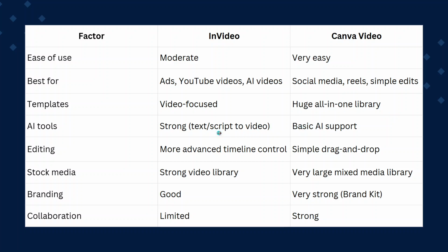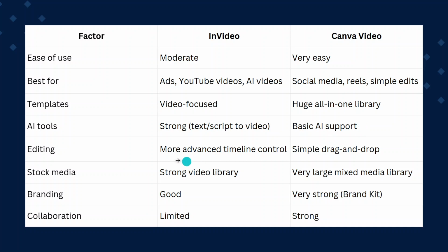Now let's talk about AI tools. InVideo offers stronger video-focused AI features like script-to-video and built-in voiceovers. This can save you a lot of time if you prefer to type your idea and let the tool build a draft for you. Canva's AI is more geared towards assisting with design, layout, and things like captions or written content around your visuals, rather than building full videos from scratch.